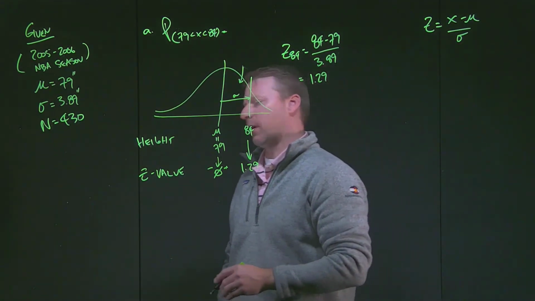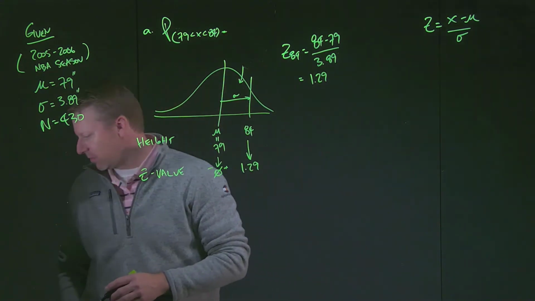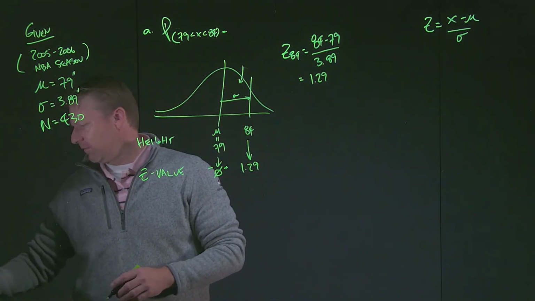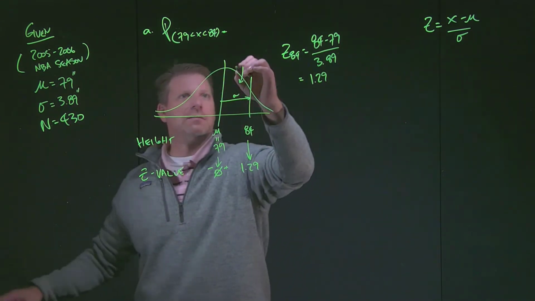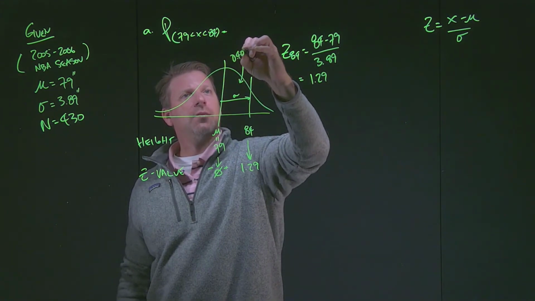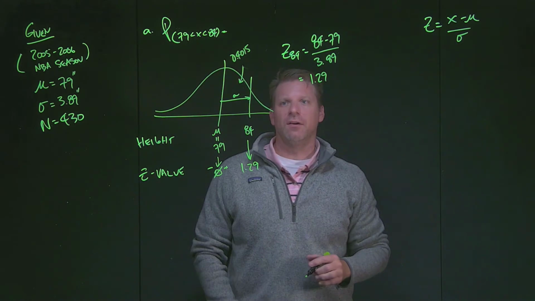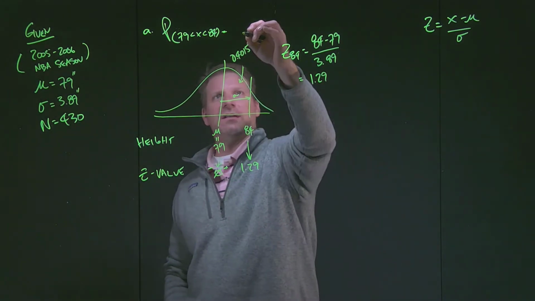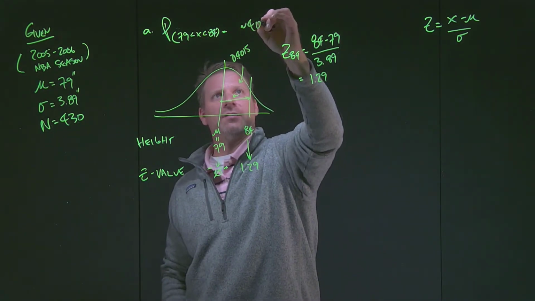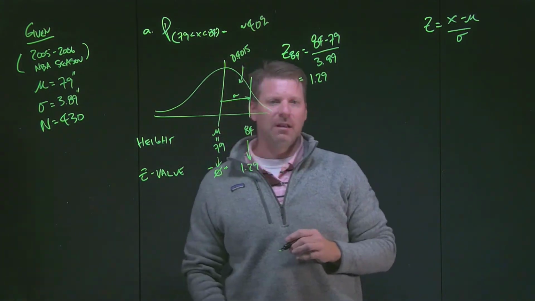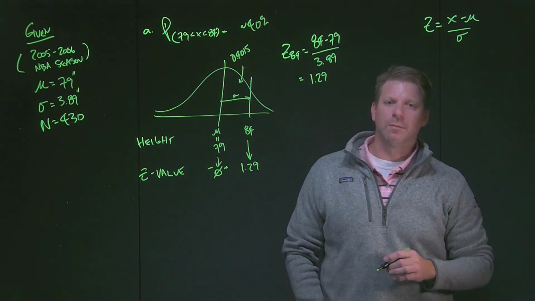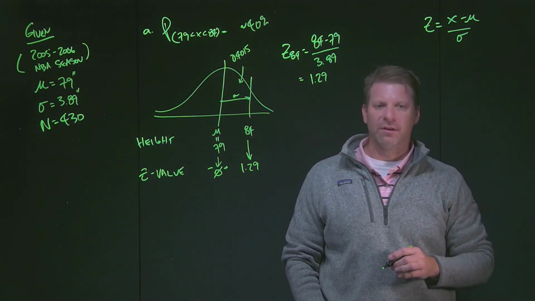Now we're going to go into our table, and we can look at our z-distribution table, and we will find that 40.15% is the area underneath the normal curve. This would then tell us that we're right around a 40% chance of selecting an NBA player that is between 79 and 84 inches.